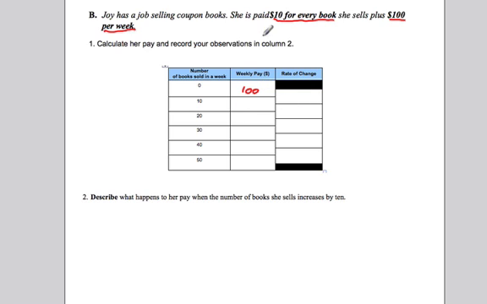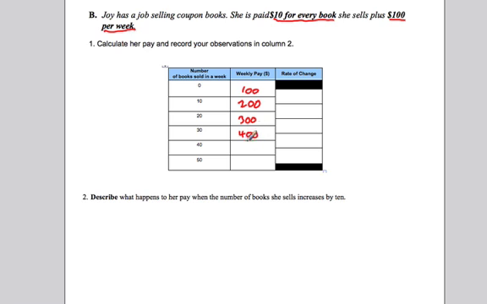And if she sells 10 books, it'll be 10 times 10 for the number of books she sells, plus the flat rate of $100. So she'll earn $200 for that week. And if she sells 20 books, then she's going to earn 20 times 10, which is 200, plus the flat rate of 100. So she earns $300. And if she sells 30, then it's going to be 30 times 10, which is 300, plus 100 is 400.